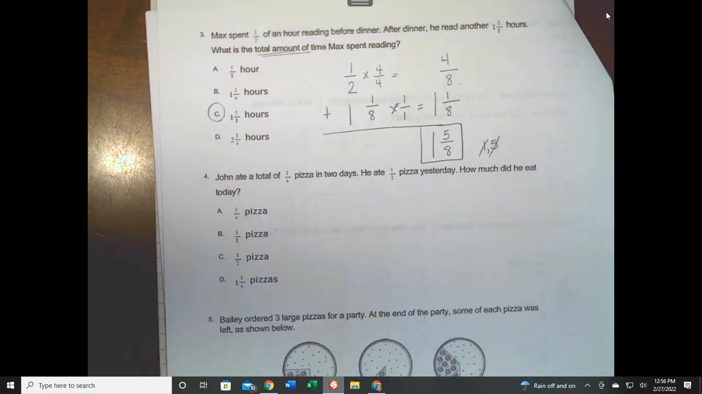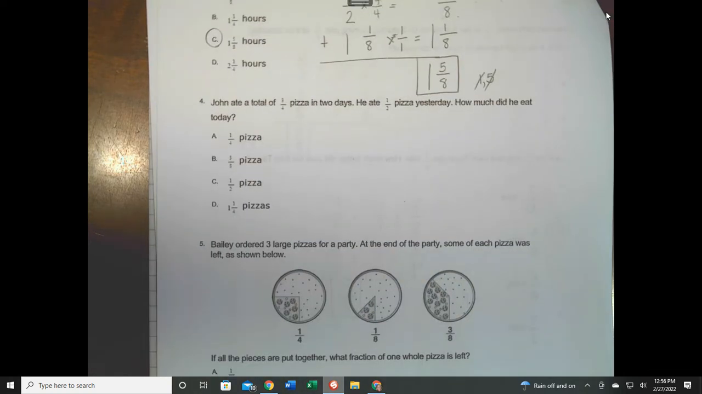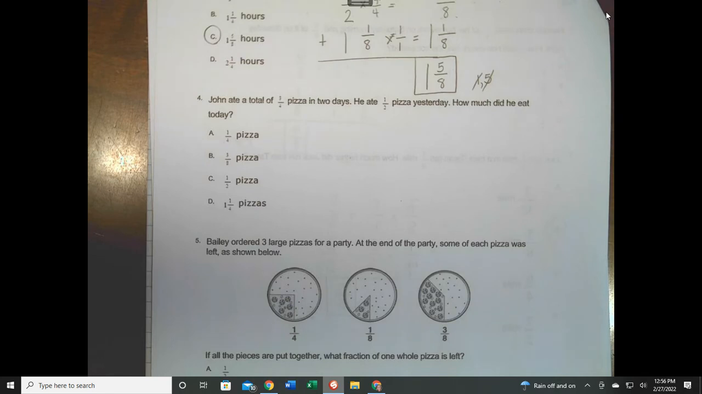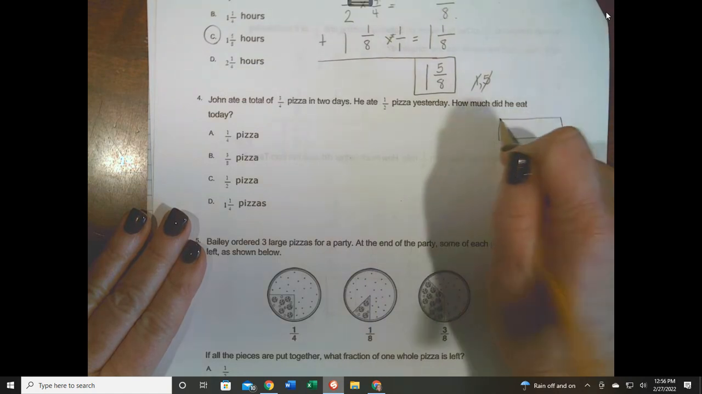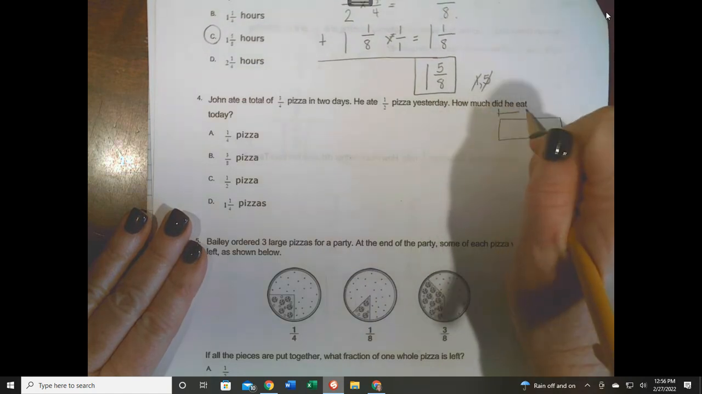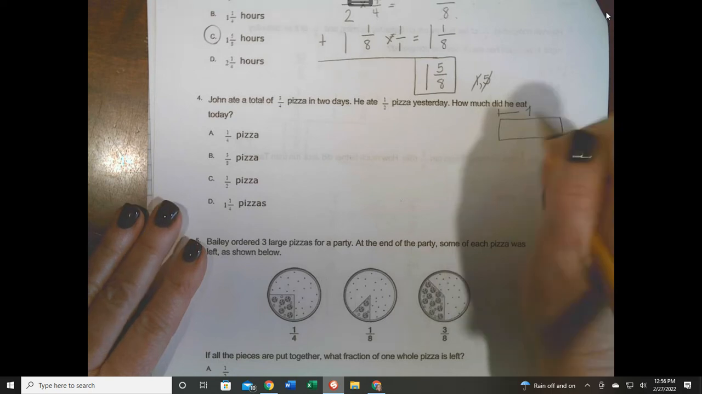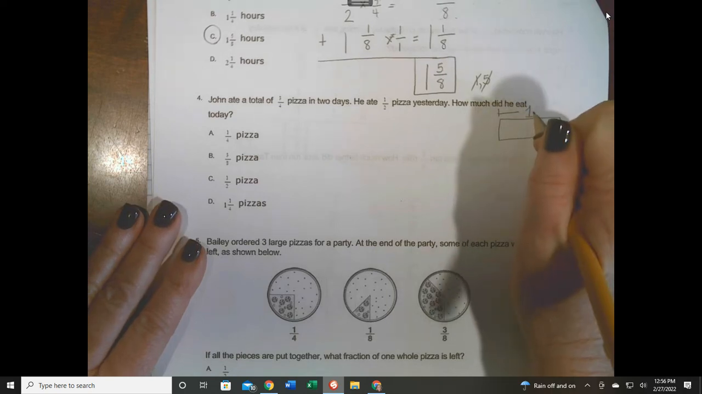All right, number 4, John ate a total of 3/4 a pizza in 2 days. He ate 1/2 of it yesterday. How much did he eat today? So if you think about it, we've been working with bar diagrams all year. So he ate 1 whole pizza over a 2-day period.